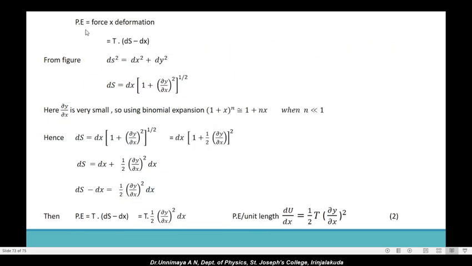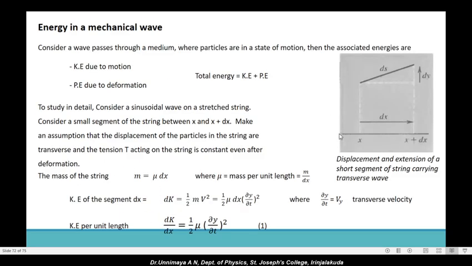Next we have to find out potential energy due to deformation. So we know that potential energy equal to force into deformation, force into displacement. That is the expression you have studied. So here they represent it as force into deformation. So here this is the schematic representation of the displacement and extension of a short segment of string carrying transverse weight.